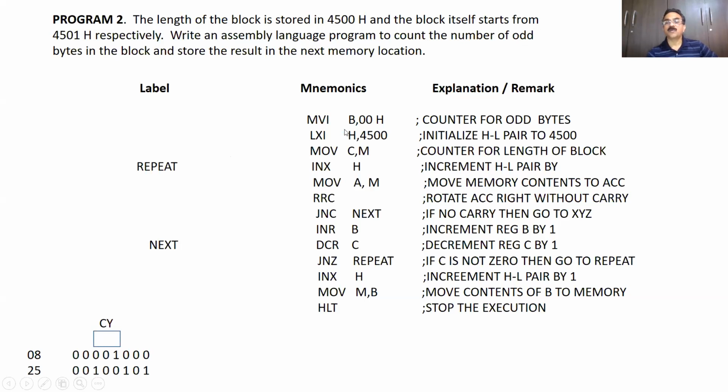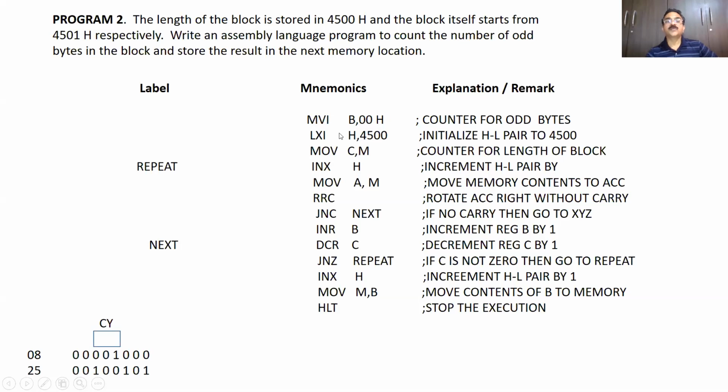So I have used first counter B again here, initialize it at 00. This is the counter for odd bytes, and LXI H 4500 and move C comma M. Now here MVI is not used. Why? Because the length is not given directly in the statement, it is given in memory location. So we use LXI H 4500 and then move it to the C. This is the basic difference.